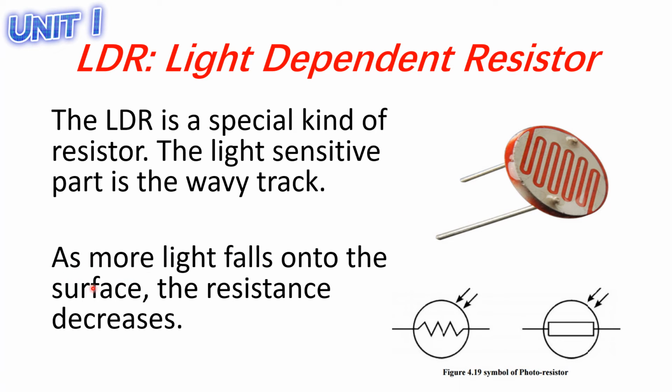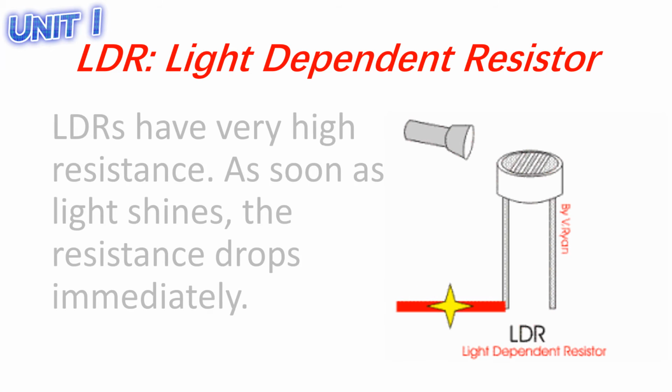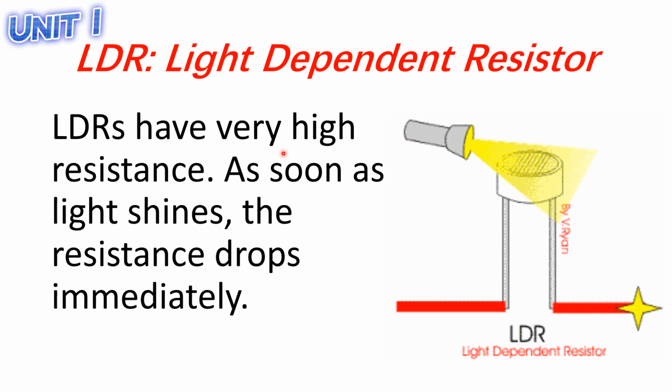So here's the rule: as more light falls onto the surface, the resistance decreases. That's why light is made. So your LDR has a very high resistance, but as soon as light shines, the resistance drops immediately. So usually your LDR is paired with your LED.